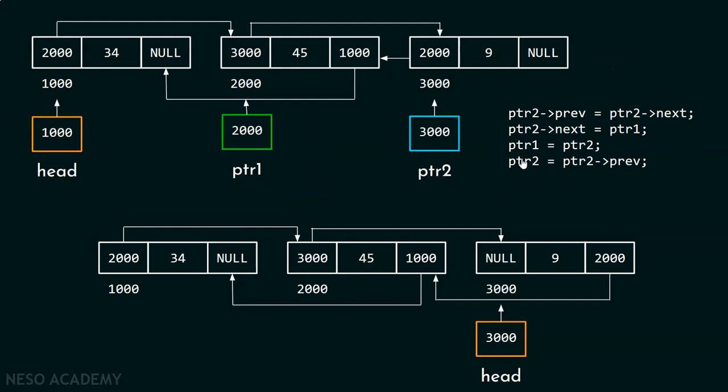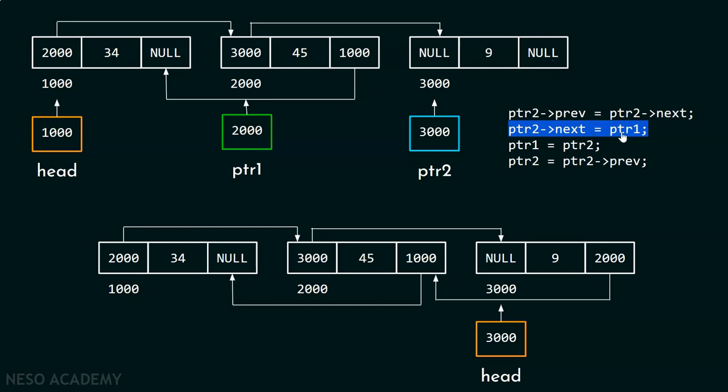For this purpose, we will repeat the same piece of code which we have already seen. We will first use this line of code so that we can update the prev part of this node. ptr2 prev equal to ptr2 next. We know that ptr2 next is null, so we'll place null over here. After this, we will use this line of code to update the next part of this node so that it can point to this node.